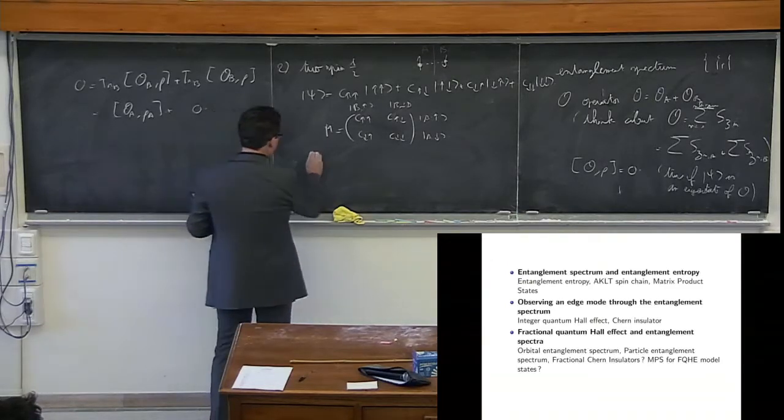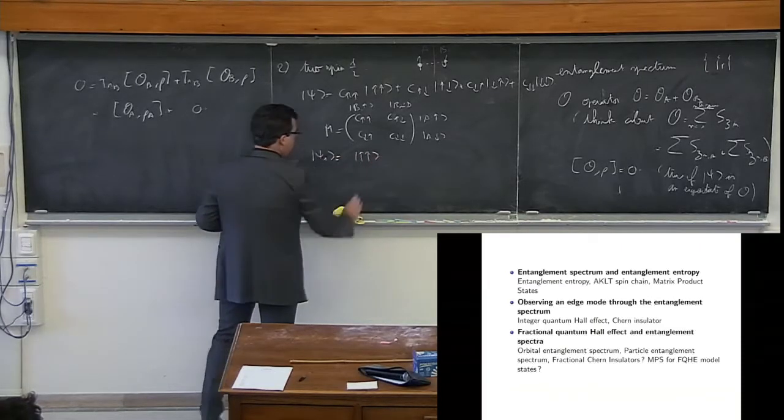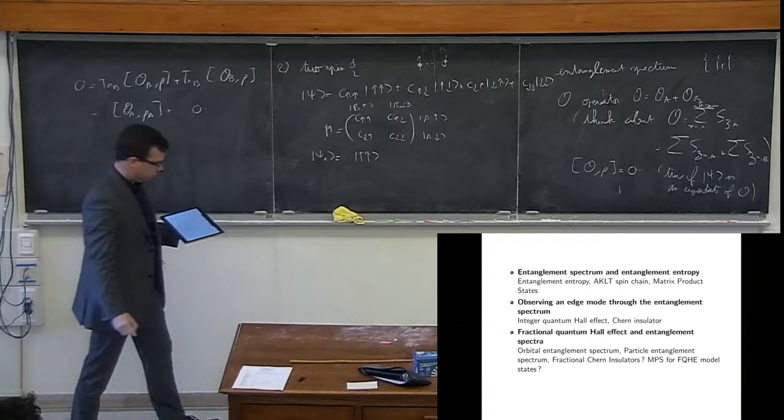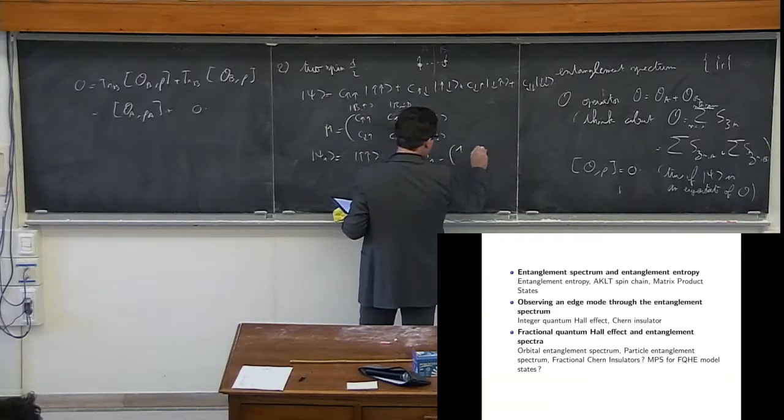So you can start with the first example. Let's say psi1, which is just the product state up, up. So the entanglement matrix for this one is trivial. It's just 1, 0, 0, 0.